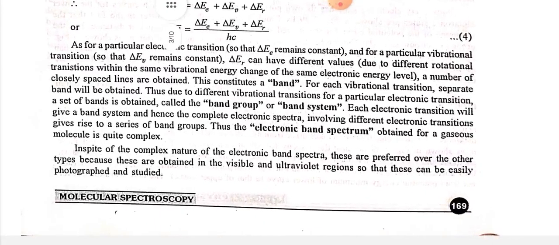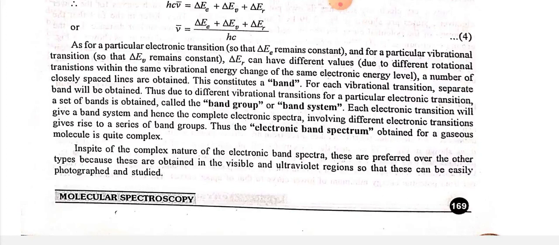For a particular electronic transition, delta E_e remains constant, and for a particular vibrational transition, delta E_v remains constant. As delta E_r can have different values due to different rotational transitions within the same vibrational energy change of the same electronic energy levels, a number of closely spaced lines are obtained. This constitutes a band. For a different vibrational transition, a separate band will be obtained.